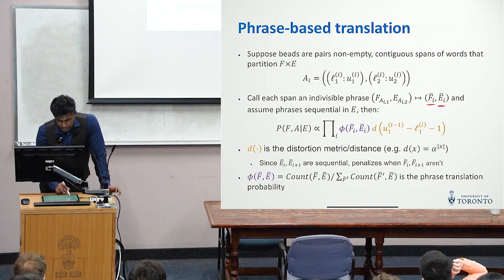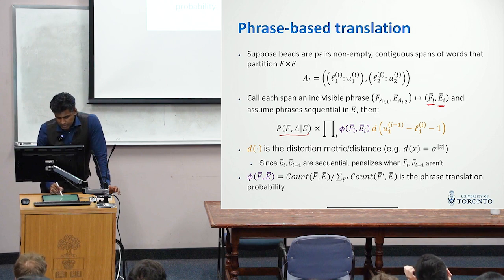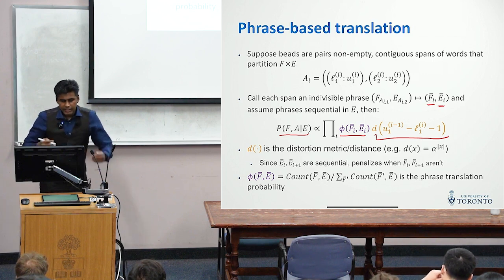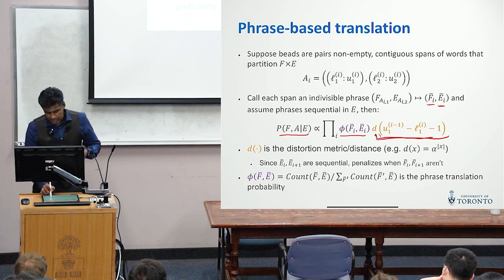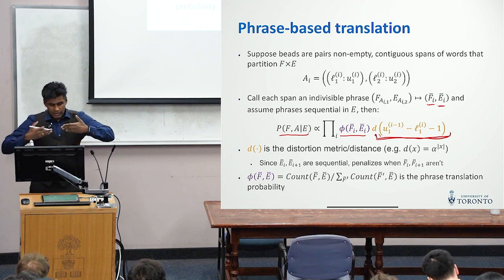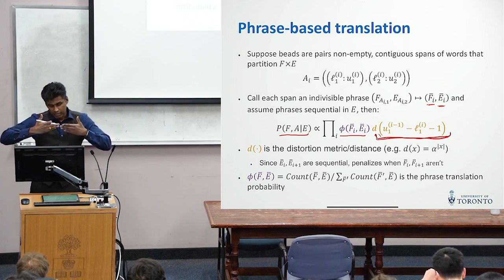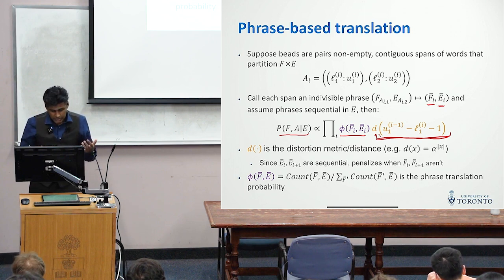With those assumptions, we again go back to what we're after, the joint probability distribution of F and A given E, and that probability is given by this expression over here. D is just a distortion metric, so think of it as a penalty if the phrases don't align properly. The penalty is lowest when the subsequent French phrase starts right after the end of the previous French phrase. If they're perfectly contiguous, there's no penalty. If they're not, then there's a distortion penalty.